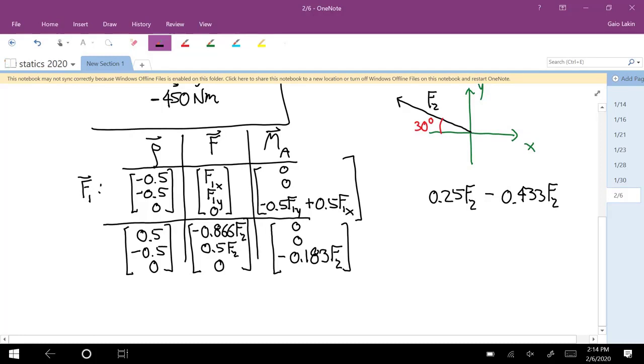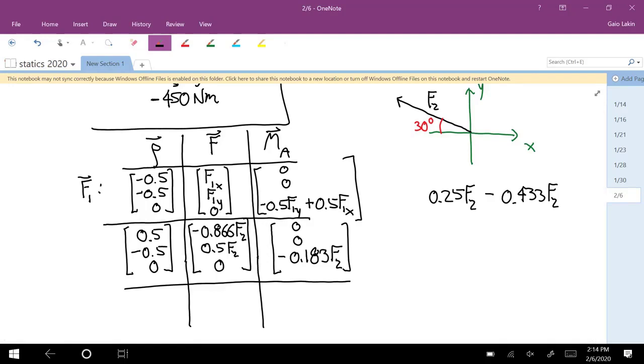Okay, and now we get to the couple. For the couple, we don't care about these. It's not going to produce a force. And we don't care about its relationship to any point because it produces the same moment around any point. All we care about is the couple, and the answer there is 0, 0, negative 450.